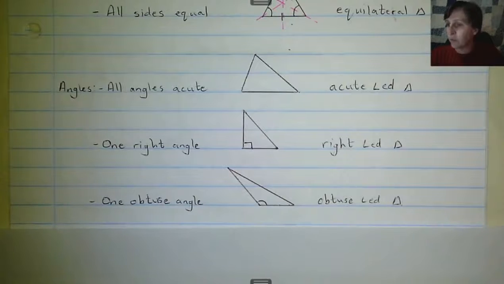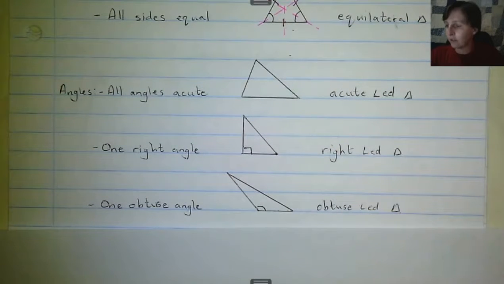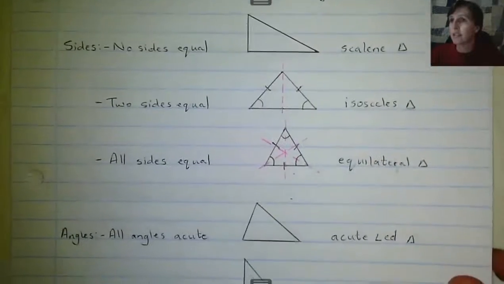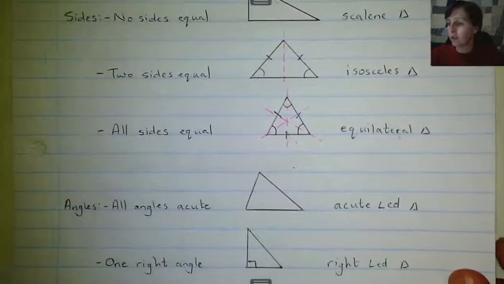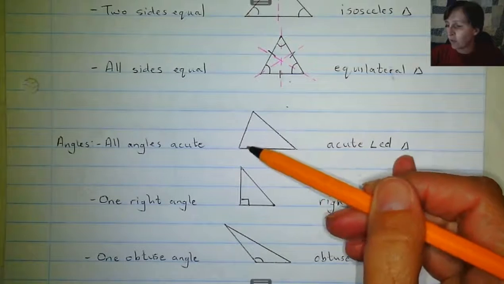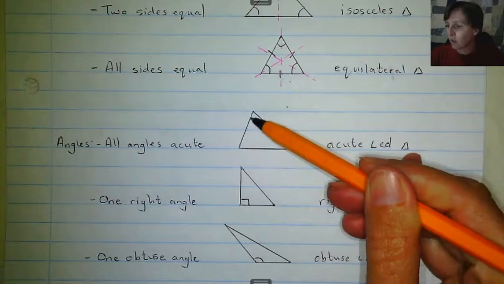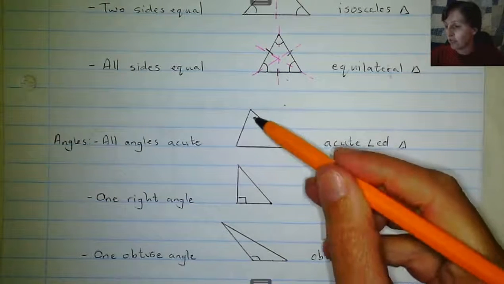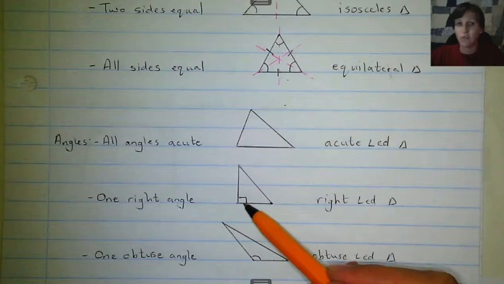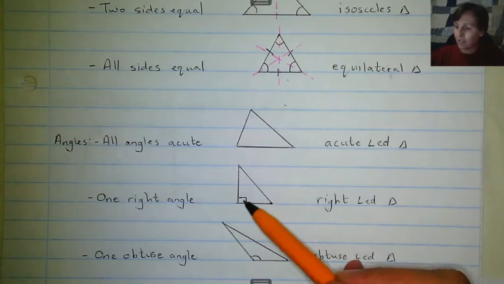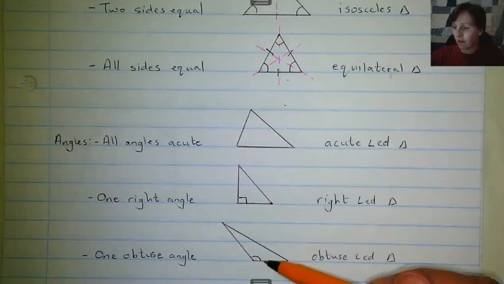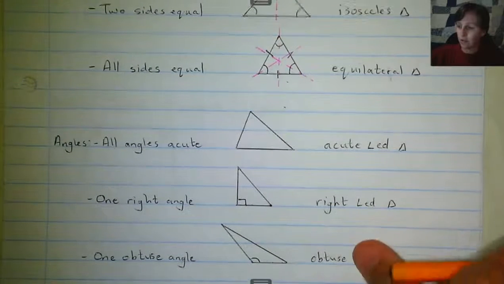Right, so if we want to fully classify a triangle and fully name it, we have to name it according to its sides and according to its angles. So if we have a look at this first triangle, all the angles are acute angles, all the sides are different lengths. So this is an acute angled scalene triangle. This next triangle has a right angle, and none of the sides are equal, so it's a right angled scalene triangle. And this one is an obtuse angled scalene triangle.